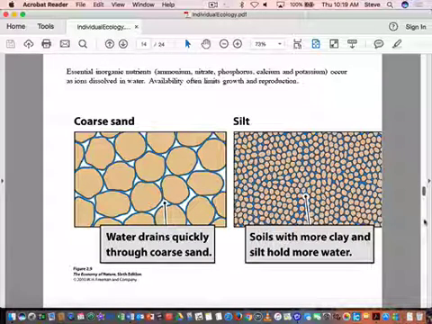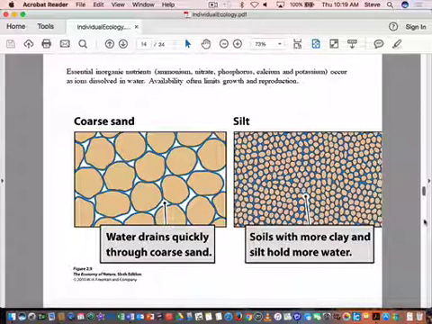I think this is kind of a stupid slide, but it illustrates something. Here you have coarse sand, and this is something that surrounds it. These represent the pores between the coarse sand. Then you have this other kind of soil that's more silty, soils that have more clay. Here's the clay, and they have this silt and all sorts of things.